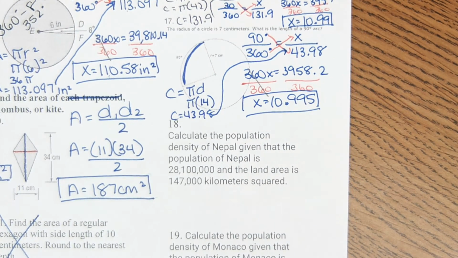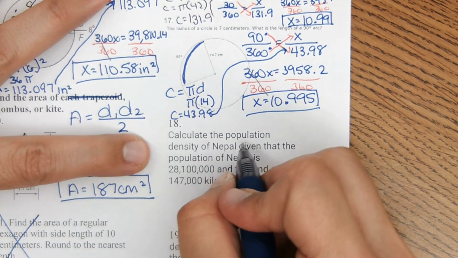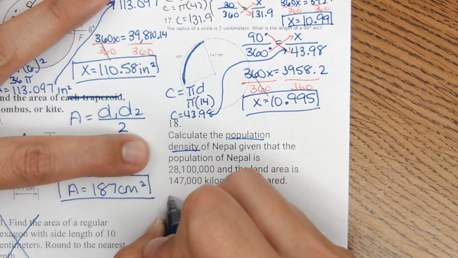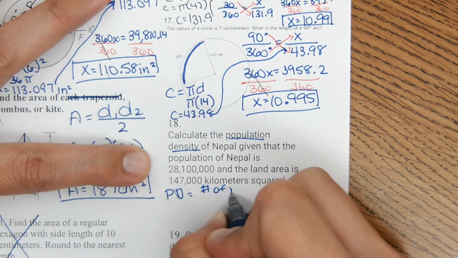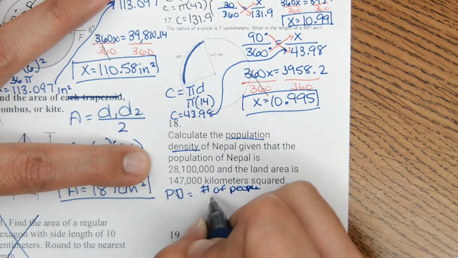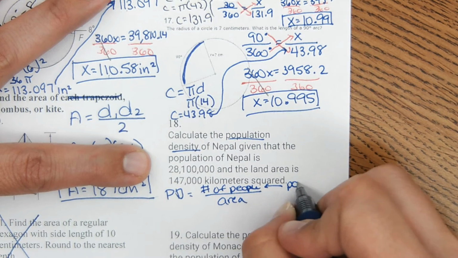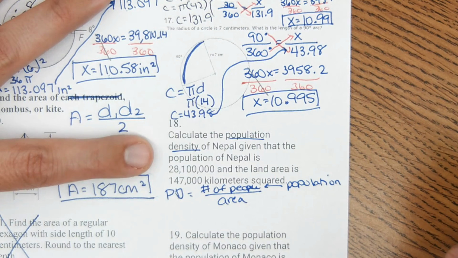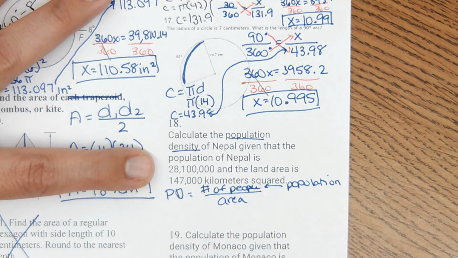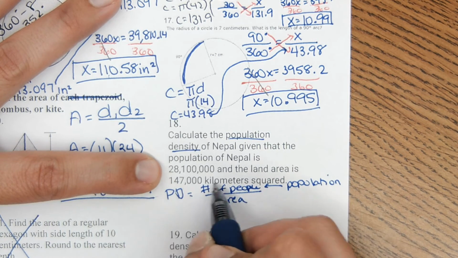Okay. And then the last three have to do with population density. So number 18, calculate the population density of Nepal. So population density equals number of people over the area. Sometimes people are referred to like the population in a given area. That would be the number of people. And for this, it says the population in Nepal is 28 million. The land area is this many kilometers.